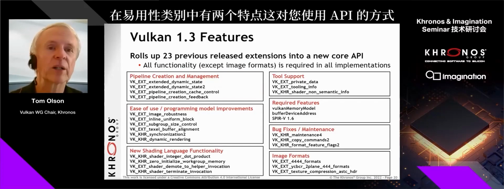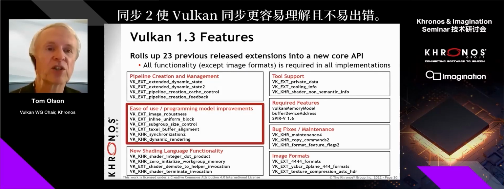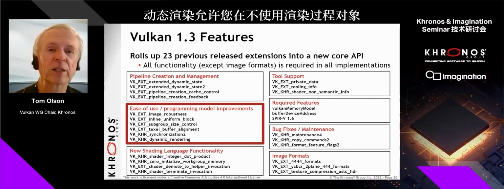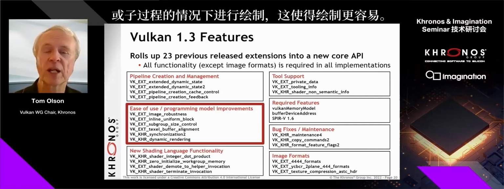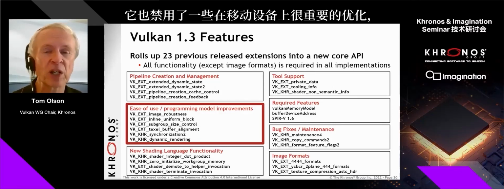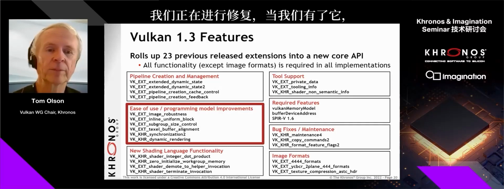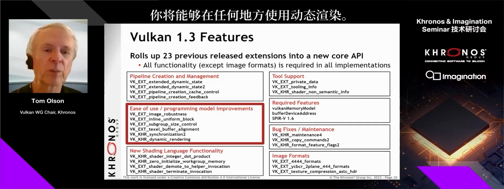In the ease of use category, there are two features that have a big impact on how you use the API. Synchronization 2 makes Vulkan synchronization easier to understand and less error-prone. Dynamic rendering lets you draw without using render pass objects or subpasses, which makes it easier. Unfortunately, it also disables some optimizations which are important on mobile, so you may not want to use it there. We're working on a fix, and when we have it, you'll be able to use dynamic rendering everywhere.